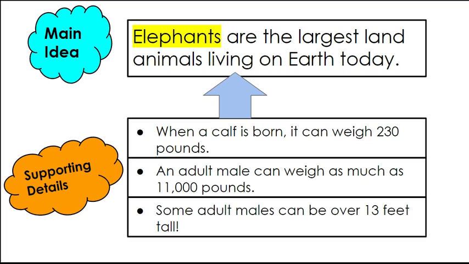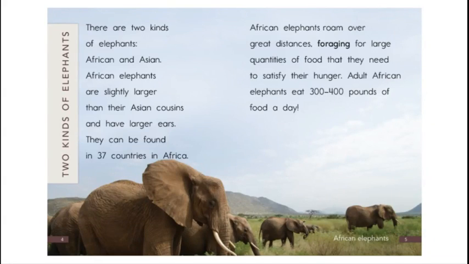All right, readers, we did one page. How do you feel about that? Do you want to try another page? Okay, so here's the next page, and it's a new section. The new section is called Two Kinds of Elephants.